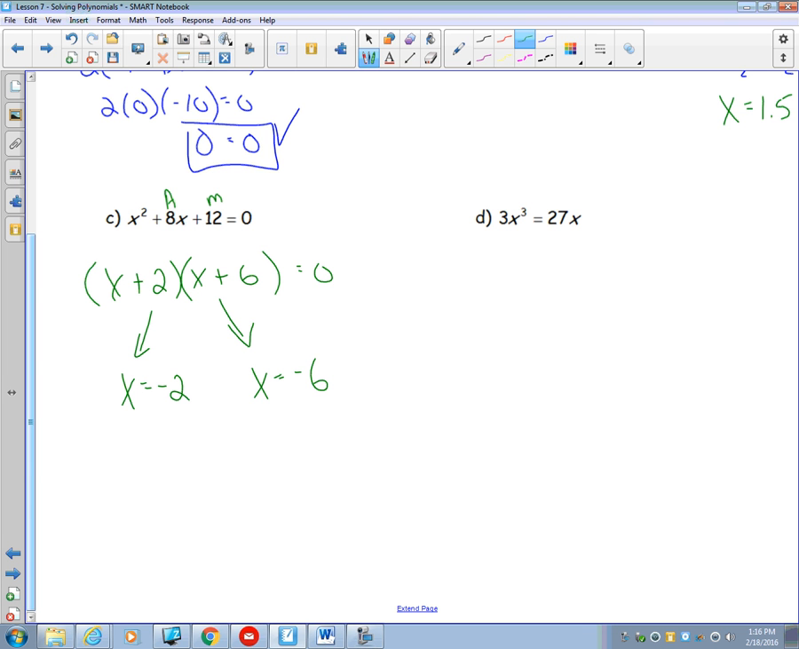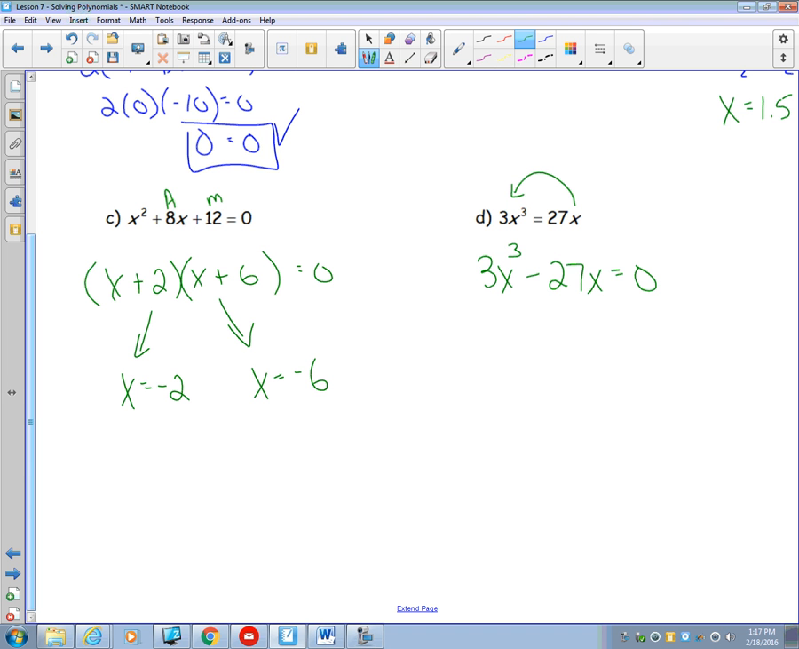Okay, let's take a look at D. Now D is different. D is not set up in the right order. To solve a polynomial, it has to equal 0. So I have choices. I can move everything to the left or everything to the right. I'm going to move everything to the left to make it equal 0, because that keeps my biggest term positive. My power of 3 is positive, and I like to have my biggest exponent being positive. Now that it's equal to 0, I'm going to start factoring.